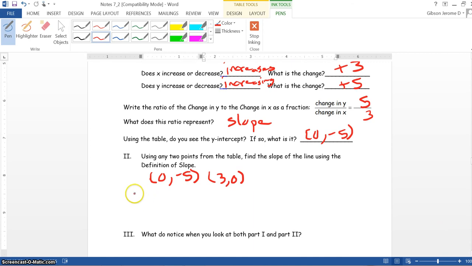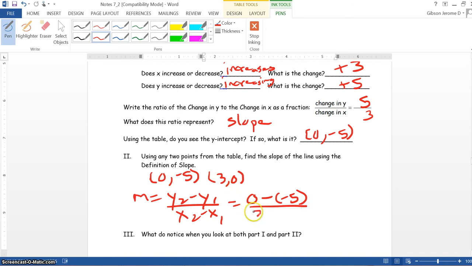So now we will use the slope formula: y sub 2 minus y sub 1 over x sub 2 minus x sub 1. Y sub 2 is 0 minus y sub 1 is negative 5, all over x sub 2 is 3 minus x sub 1 is 0. So this will give us 0 plus 5, which is 5, and 3 minus 0 is 3. So it'll be 5/3.